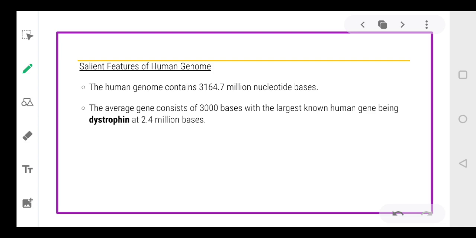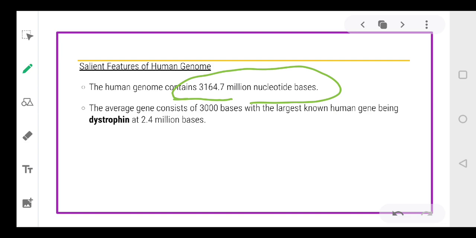The very first important fact is that the human genome contains 3,164.7 million nucleotide bases. Isn't it very drastic? This many bases are present in the human genome. So the entire human genome, that is your 23 pairs of chromosomes, was sequenced, and the total was 3,164.7 million nucleotide bases.